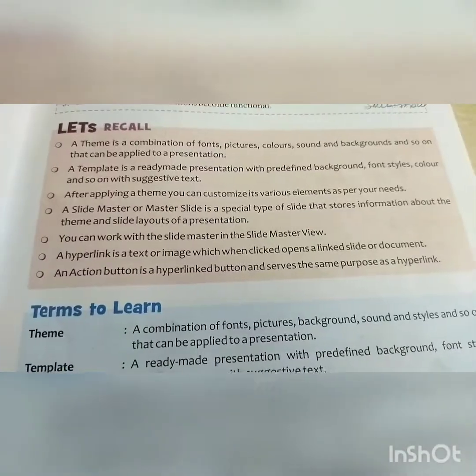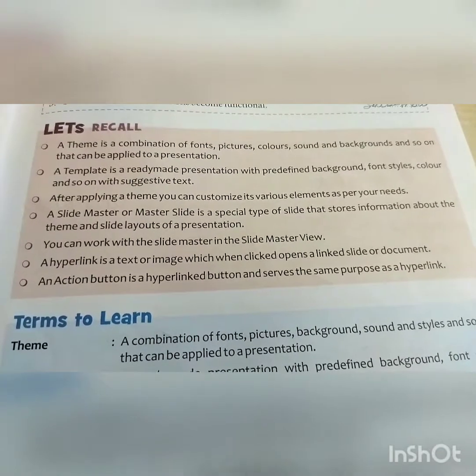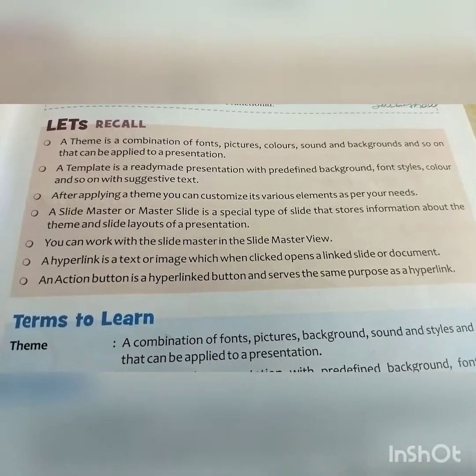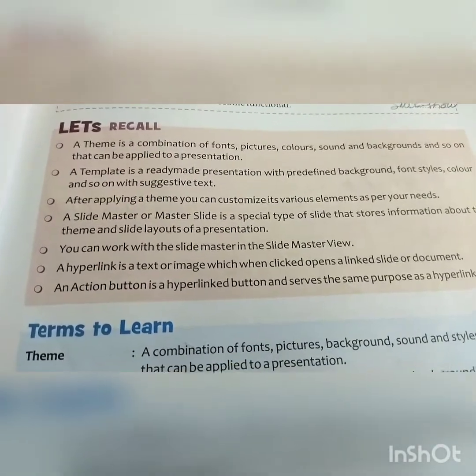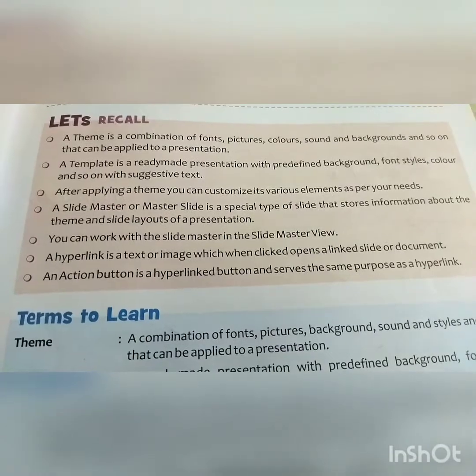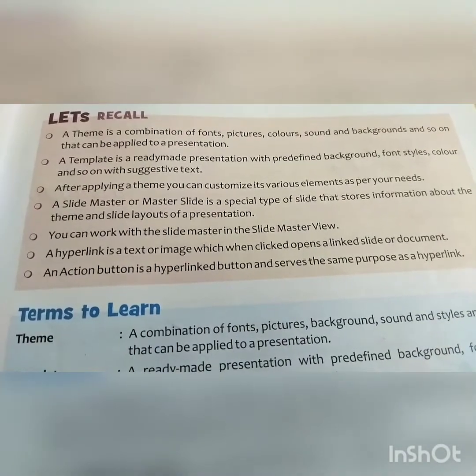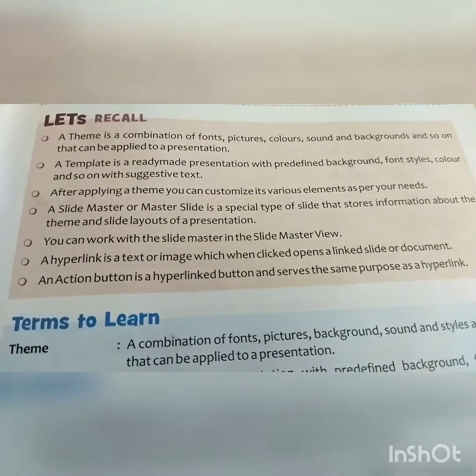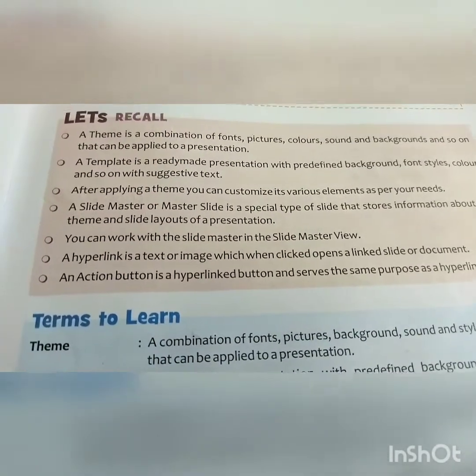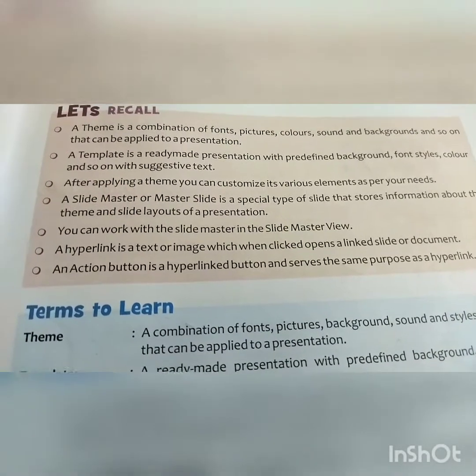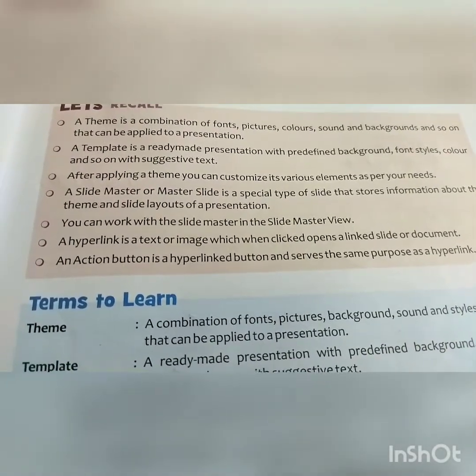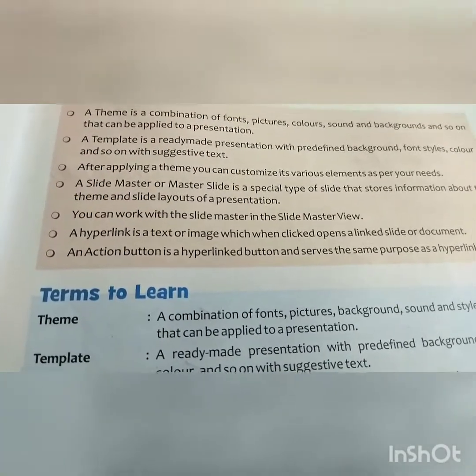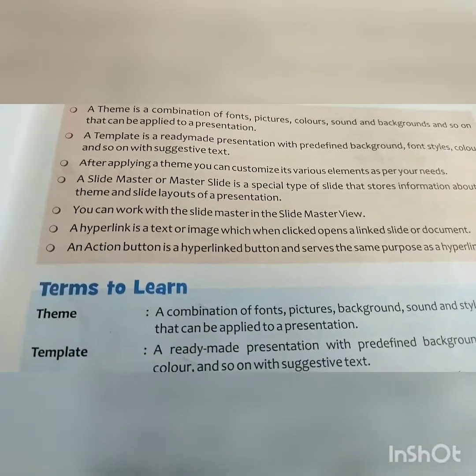Next, students, lastly, let's recall important points in your chapter. A theme is a combination of fonts, pictures, colors, sounds, background and so on that can be applied to a presentation. A template is a ready-made presentation with predefined background, font style, color and so on with suggestive text. After applying a theme, you can customize its various elements as per your needs. A slide master is a special type of slide that stores information about the theme and slide layout of a presentation. You can work with the slide master in the Slide Master view.